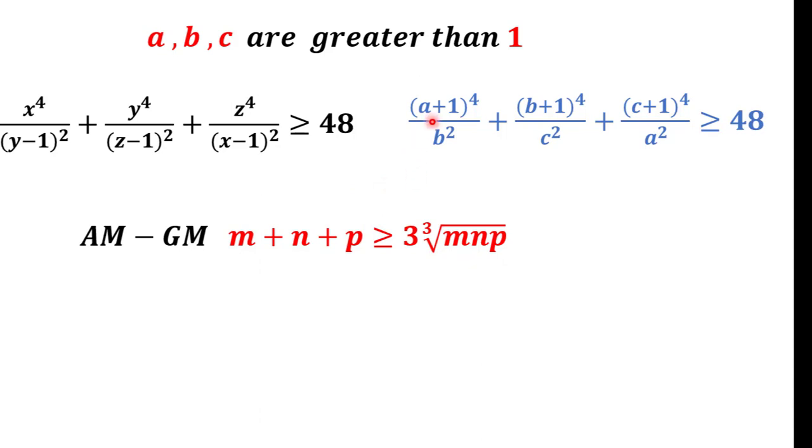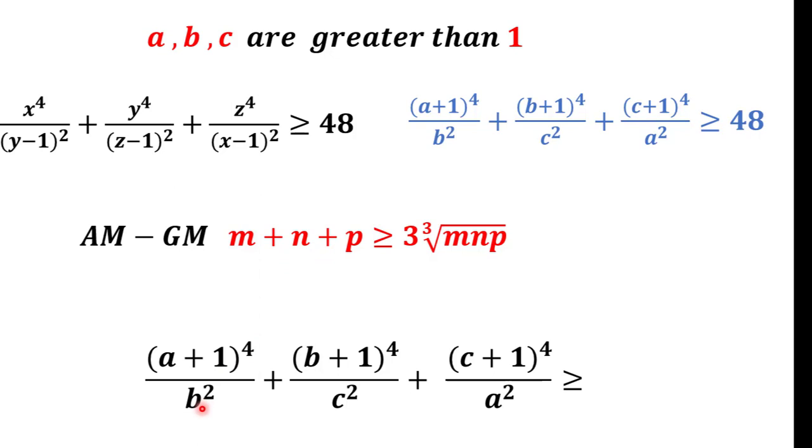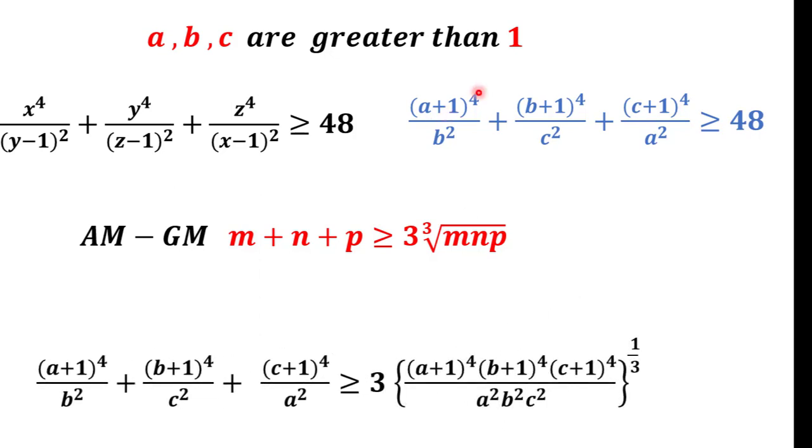In our case, we put m equals (a plus 1) to the power 4 over b squared, n equals (b plus 1) to the power 4 over c squared, and p equals (c plus 1) to the power 4 over a squared. The right and the left hand side of this inequality become this expression. The right hand side of this inequality becomes 3 times (a plus 1) to the power 4 times (b plus 1) to the power 4 times (c plus 1) to the power 4 over b squared times a squared times c squared, all to the power 1 over 3.